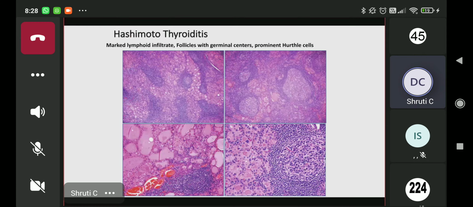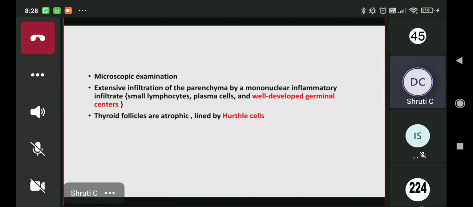In the microscopy, you can see there's marked lymphoid infiltrate, obviously because the negative regulation of the lymphoid cells is inhibited. In fact, you can also see follicles with germinal center. The pale area inside is the germinal center. Again, in the higher power, you can see this is the lymphoid infiltrate, and in the center there is a germinal center. And the Hürthle cells are also prominent. There is another better picture of Hürthle cells in the later slides. You can appreciate them there.